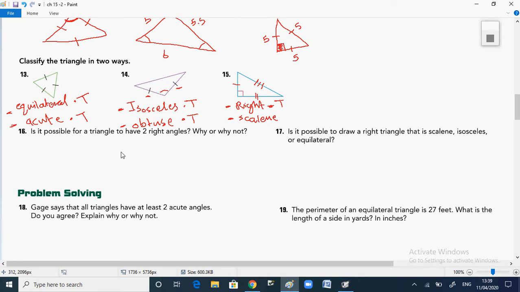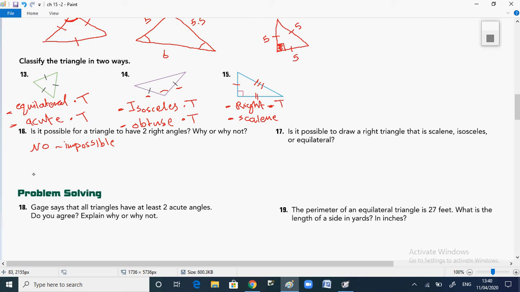Is it possible for a triangle to have two right angles? Why or why not? We have to explain. If we can say yes, we have to explain. No, we have to explain. Can a triangle have two right angles? No. It's impossible. Okay? It's impossible.